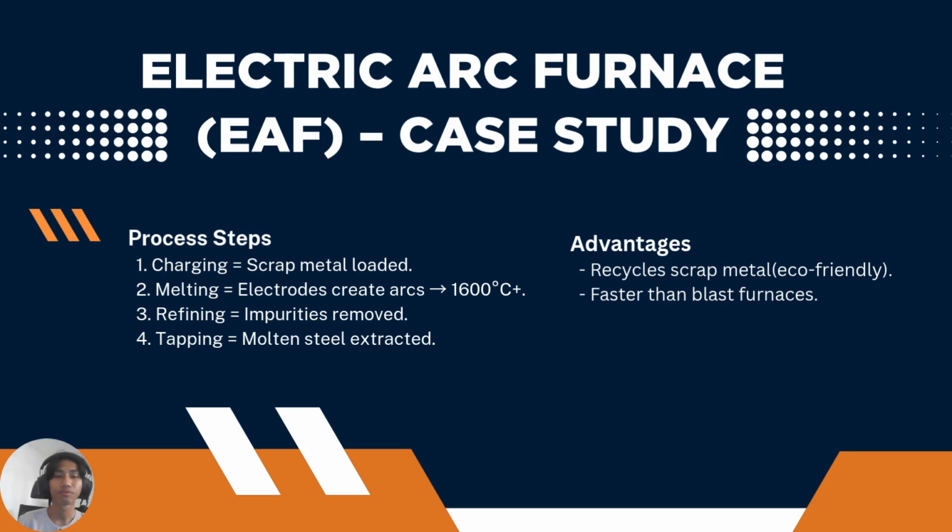Okay, we move to the next slide, which is the electric arc furnace, EAF, case study. Let's now look at the electric arc furnace in detail, which is the process types. The process begins with charging, where scrap metal is loaded into the furnace. The second is melting. Melting occurs as the graphite electrode generates an arc that can heat metal up to 1600 degrees or more.